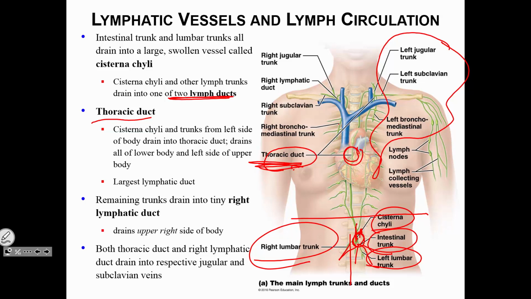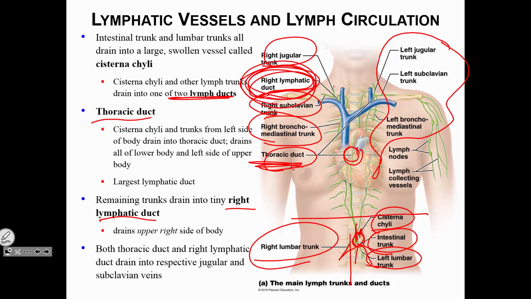Now, the remaining trunks are going to drain into the tiny right lymphatic duct, which is right here. The right lymphatic duct is going to have the right jugular, the right subclavian, and the right bronchomediastinal. Those three trunks are going to drain into the right lymphatic duct, which is very small compared to this one.